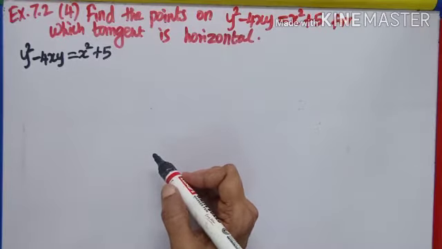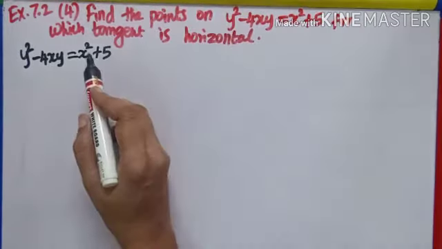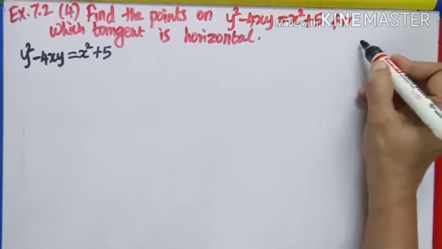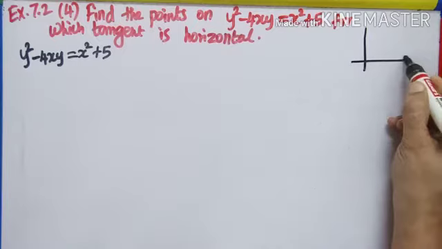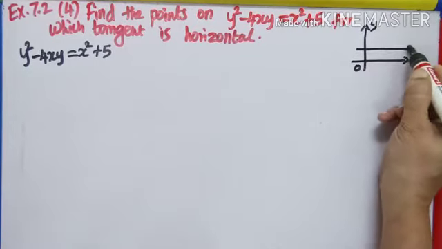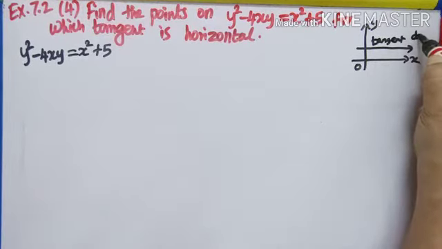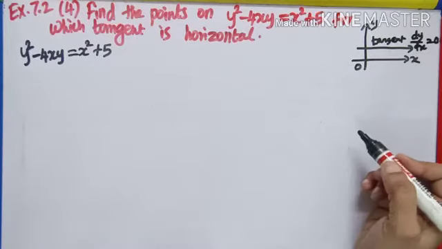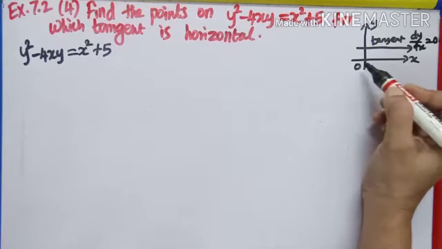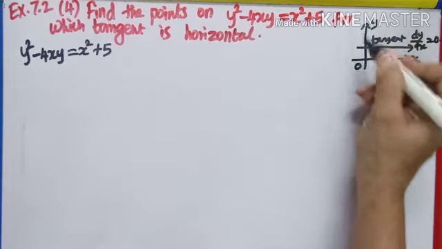Exercise 7.2, question number 4. Find the points on this particular curve for which the tangent is horizontal. What do you mean by the word tangent is horizontal? Here we have drawn the x-axis, y-axis, origin. Tangent is horizontal tells me dy by dx is equal to 0, because I cannot measure any angle between them when they are parallel. X-axis slope only I have to write.